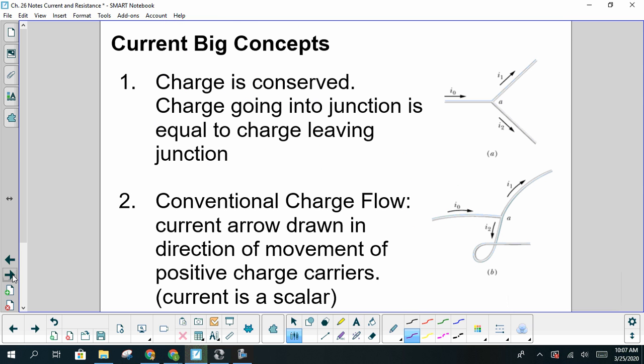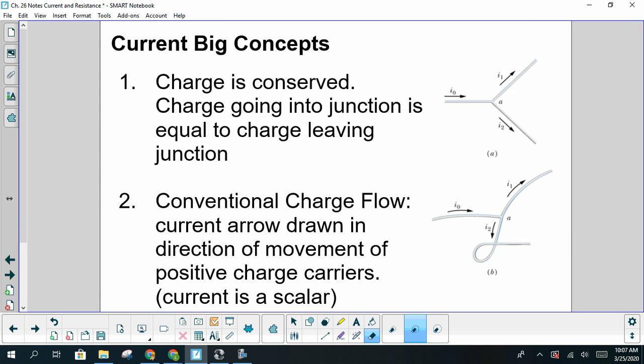Our big concepts in current are as follows. Charge is conserved. That means that if you have one part of a wire or something called a junction, and this is going to lead us right into Kirchhoff's rules next chapter, there's current that comes into this junction, and the current then goes out this way and out that way. The amount that goes into that junction has to be equal to the amount that goes out of that junction because charge is a conserved quantity, meaning we can't make it, we can't destroy it, it's just moved around.